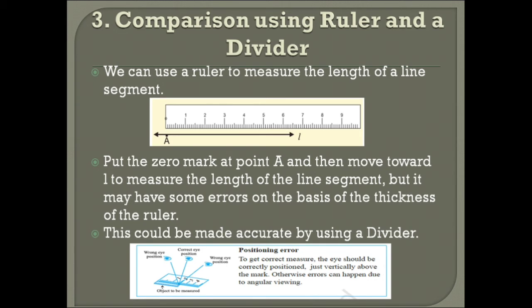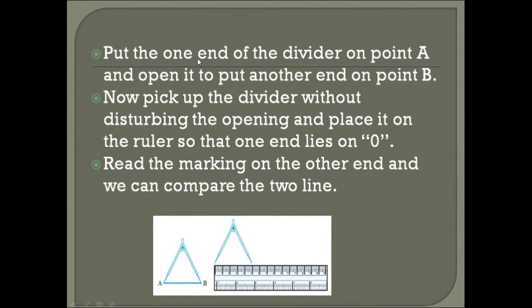Now let's see how we can use a divider to measure the line segment. Put one end of the divider on point A and open it to put the other end on point B. Now as shown in the picture, you have to open the divider and keep one end of the divider on point A and then slightly open the divider and keep the other end on point B. Now pick up the divider without disturbing the opening and place it on the ruler so that one end lies on 0. Read the marking on the other end and we can compare the two lines.